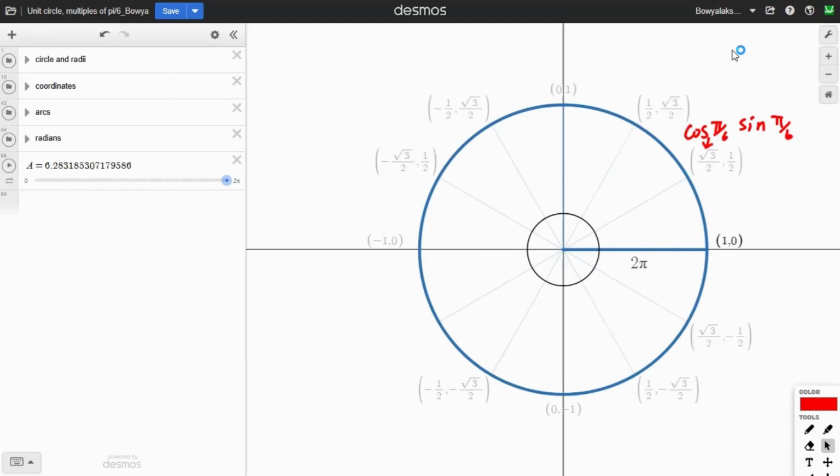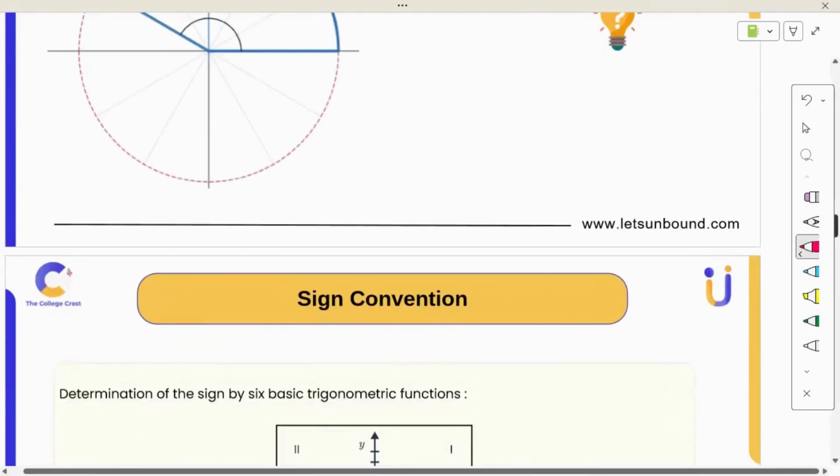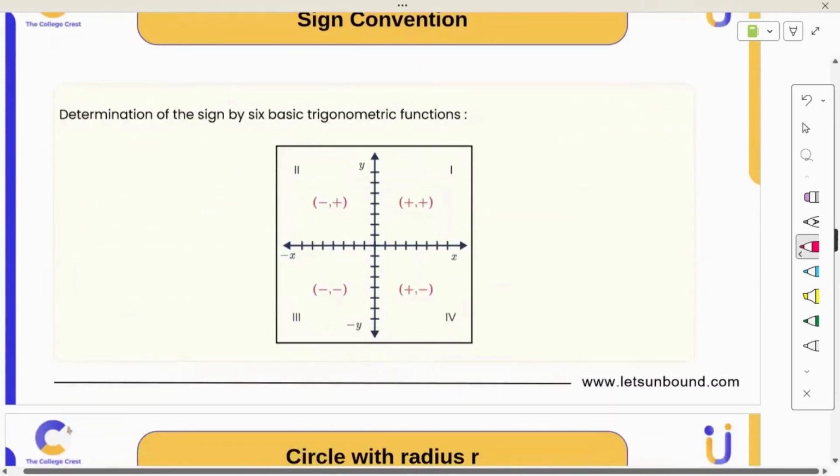Now, let's go to the whiteboard. So remember the sign convention, that's simple. If you know how it behaves in the first quadrant, then just the signs change. And also the way we represent angles should be different.